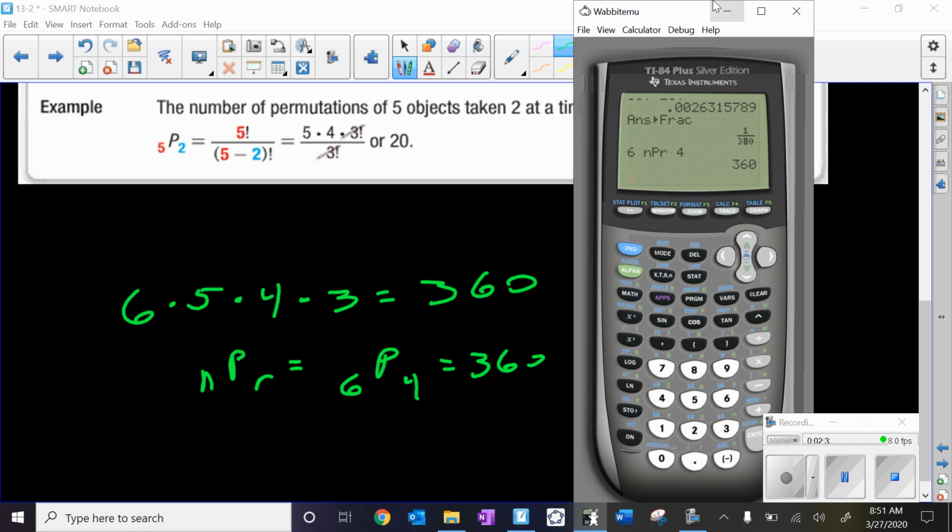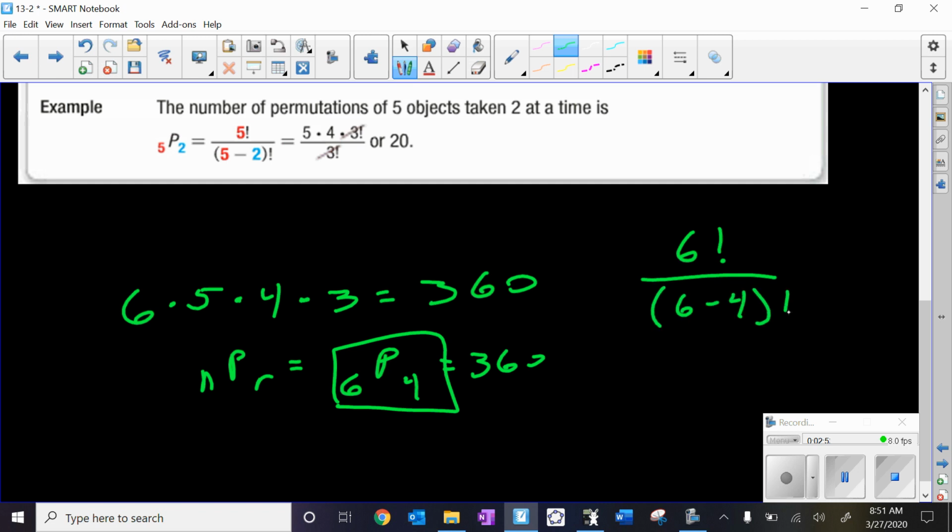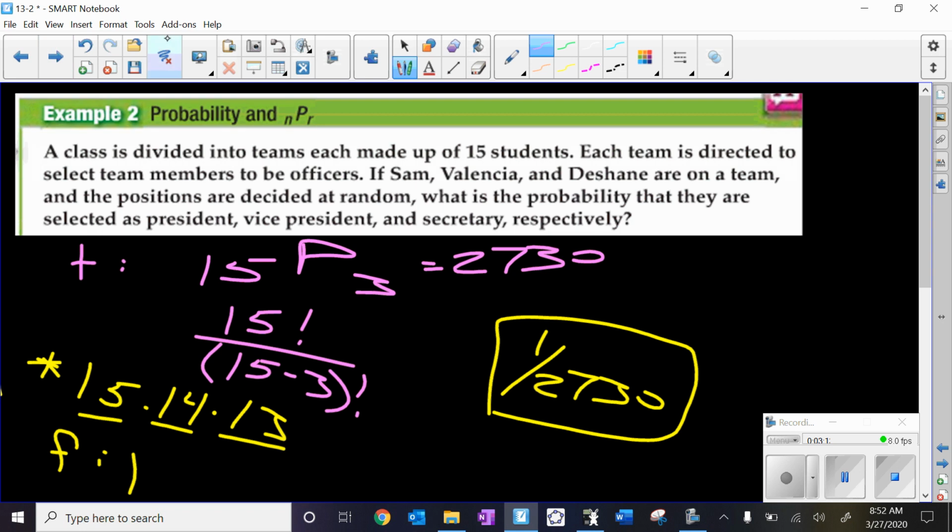Okay, and really what it's stating, if you want to know when you're plugging this 6 nPr thing into your calculator, what is that really calculating? It's saying I have 6 people, so 6 factorial, but I'm only choosing 4 of them. And if you plug that into your calculator, you'd also get 360. By far my favorite way of understanding it would be this top one. That's probably the method that I'm going to use.